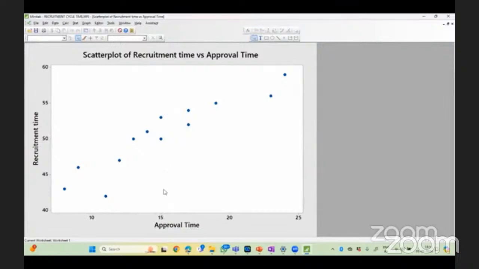There is another way of looking at this: if the approval time was increasing and the recruitment time was decreasing, I would say it's a negative relation, meaning one increases, another decreases. In both cases, there is a relationship. That means I validated the root cause. If I reduce my approval time, cut down on lots of unnecessary steps there, it will improve my recruitment time.